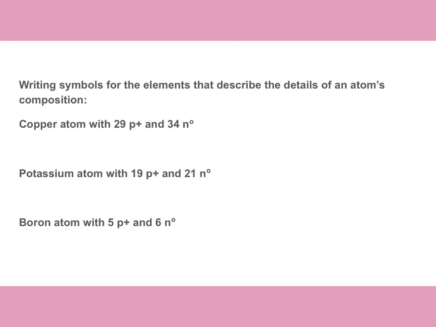So here we have a few examples of writing symbols for atoms based on the given information. So what I would like you to do is to pause the video and write the symbols for these three atoms, the copper atom, the potassium atom, and the boron atom, and then start back up again after you've done so and check your work.